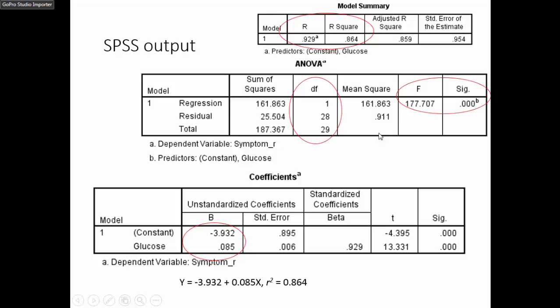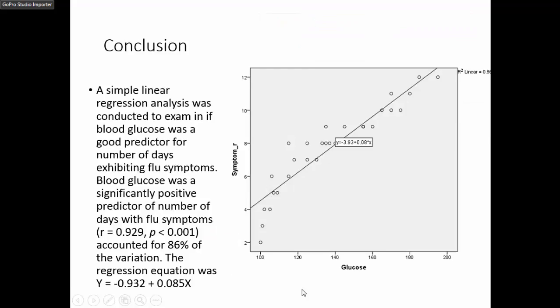And then it also gives us the coefficients, or what is needed to make the equation. So the constant negative 3.92 is where it crosses the x-axis, and 0.085 is the slope. And so our equation is y equals negative 3.932 plus 0.85x. R squared is 0.864.